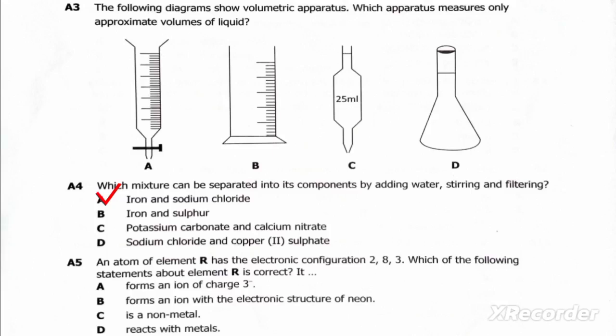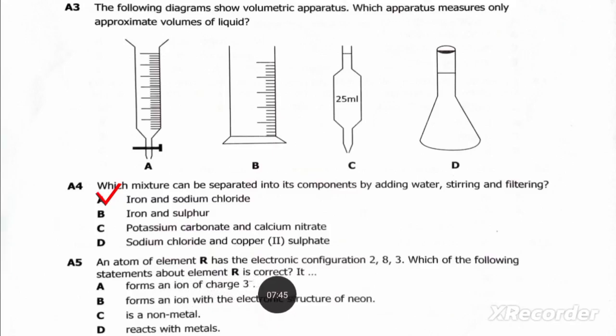We move to the next question, which is question A5. An atom of an element R has the electronic configuration 2, 8, 3. Which of the following statements about the element R is correct?